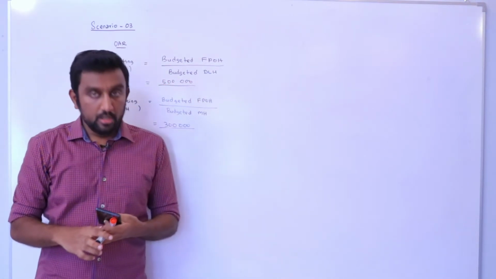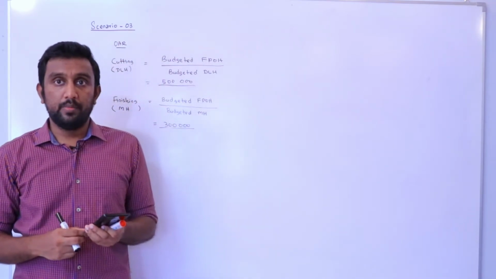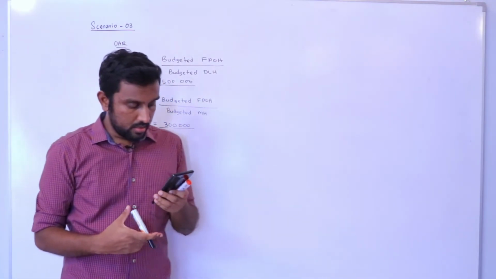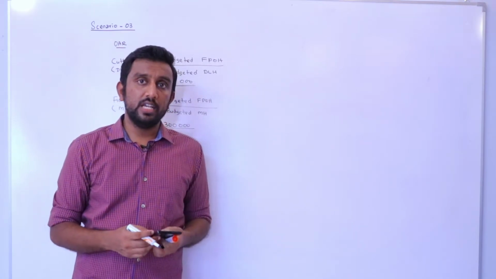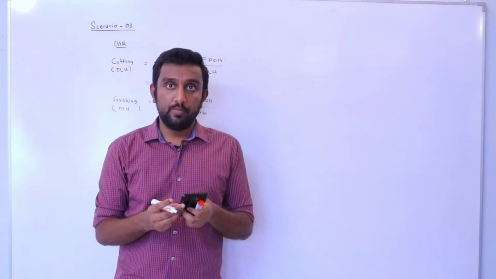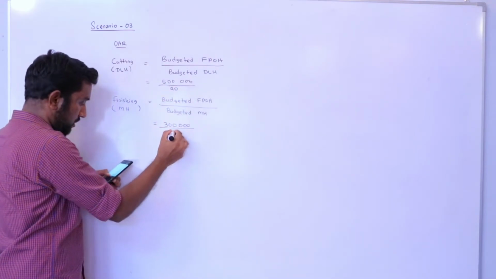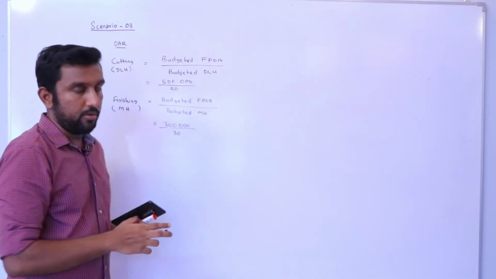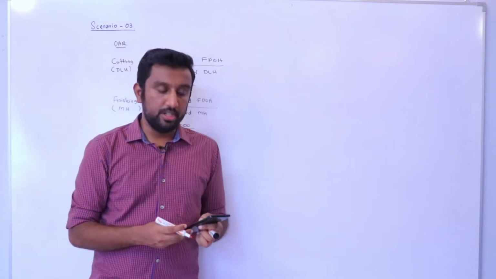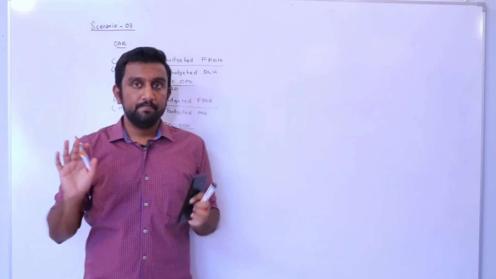Fine. So we have to find the direct labor hours for the cutting department, because the cutting department is based on direct labor hours. So what are the budgeted direct labor hours? In the table they gave 20 direct labor hours for the cutting department, so I put 20 here and I put 30 here. I took 30 from the table, right? The table gave 20 for the cutting department and 30 for the finishing department.